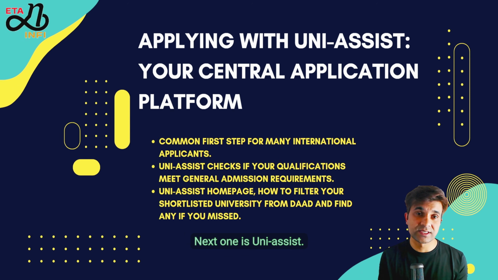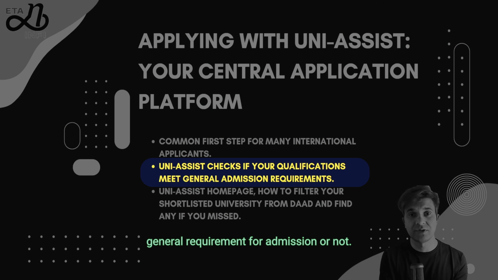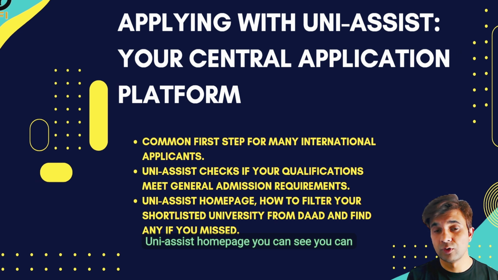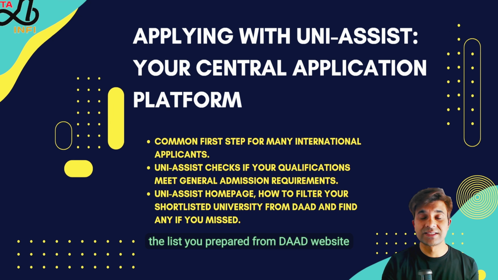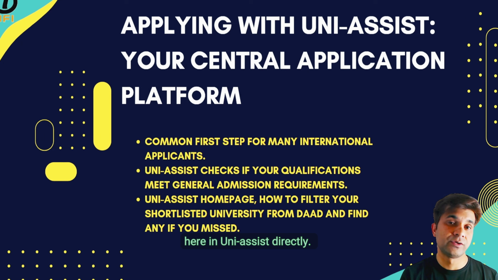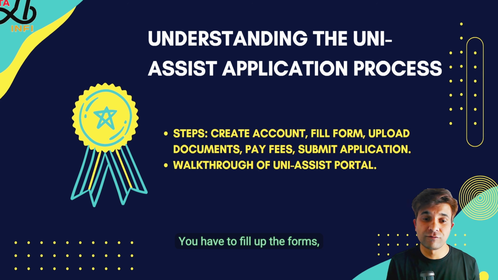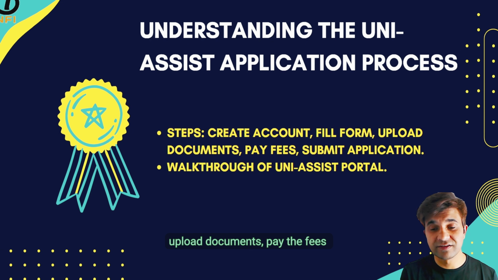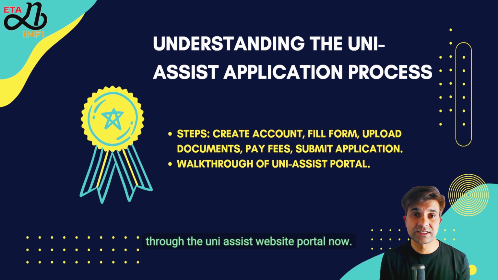Next one is Uni-Assist. It's a common step for many international applicants. Uni-Assist checks if your qualifications meet the general requirements for admission or not. On the Uni-Assist homepage, you can filter out the details, and use the list you prepared from that website directly in Uni-Assist. For applying to Uni-Assist, you have to create an account, fill up the forms, upload documents, pay the fees, and submit your application. Let's go and walk through the Uni-Assist website portal now.